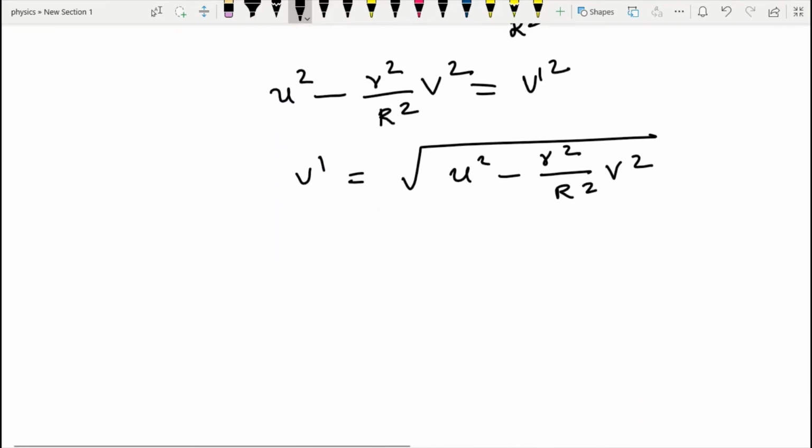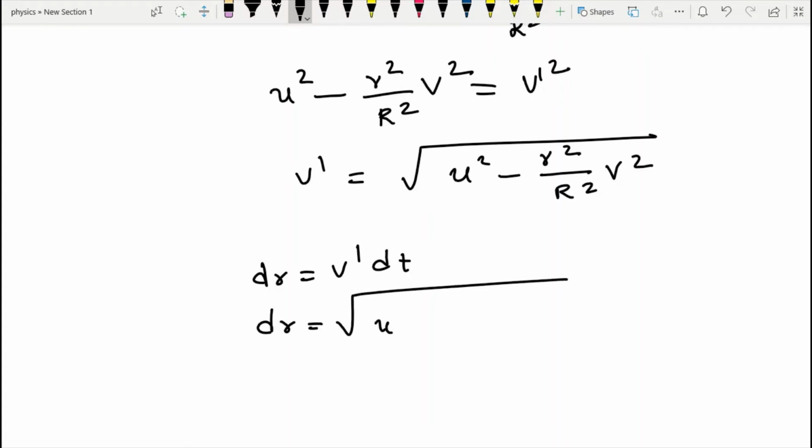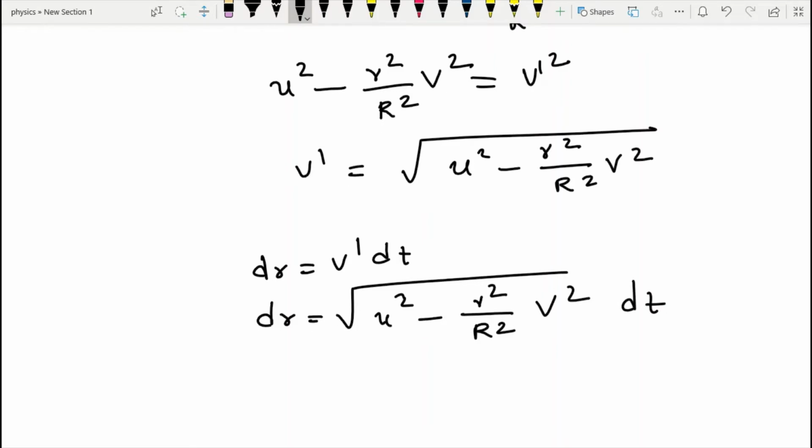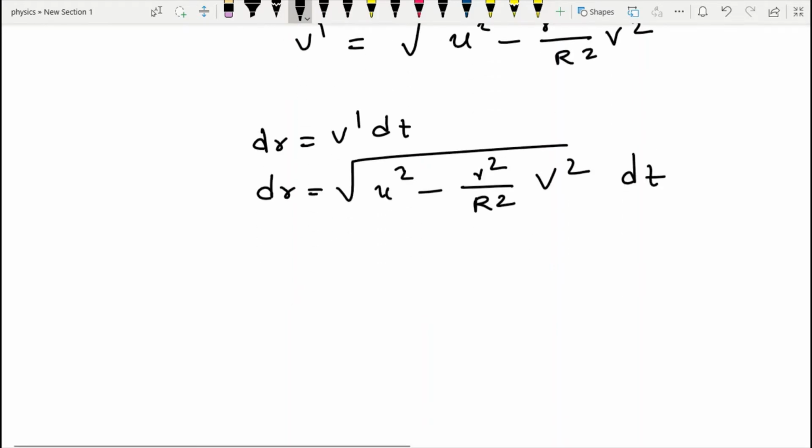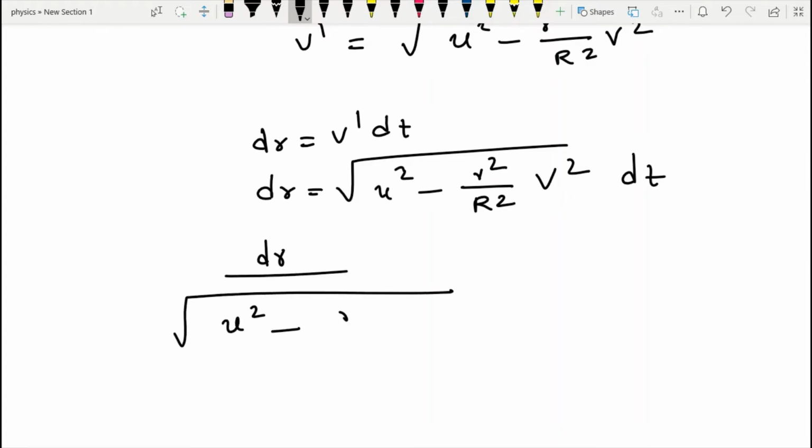So dr is equal to v dash dt. What is the v dash value? v dash is this much, and we can directly put the value of v dash here: square root of u square minus small r square divided by capital R square into V square, into dt. So this is what we are getting. You can send this term to this side, and dr divided by square root of u square minus small r square divided by capital R square capital V square is equal to dt. So this is what we are getting.